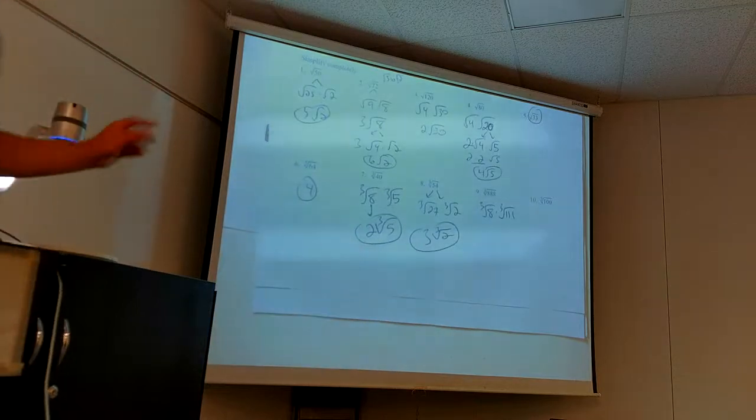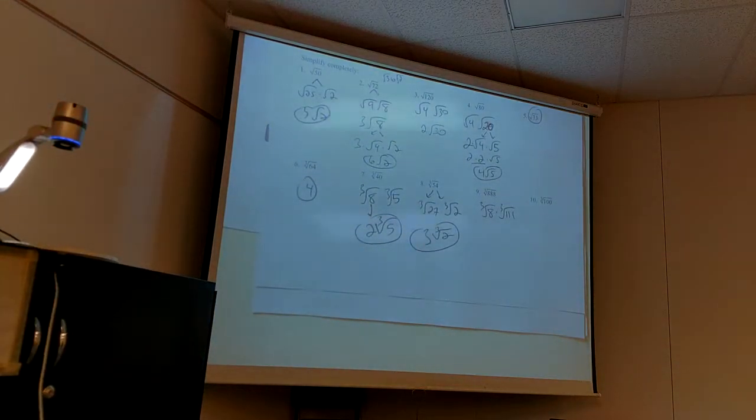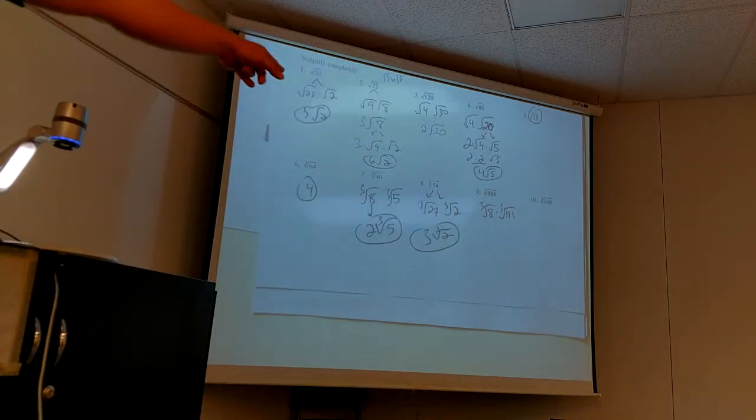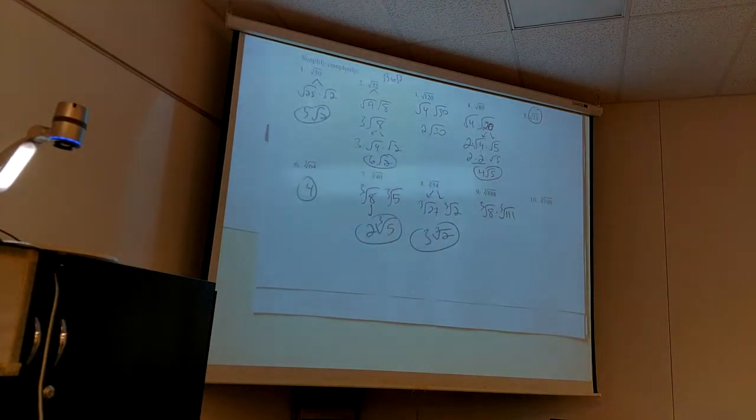Is 111 a prime number? Yes. No. No? What's 1 plus 1 plus 1? 3. Didn't I tell you this earlier? If you add up all the digits and it's divisible by 3, that means 3 goes into the actual thing. 3 goes into 111. How many times? I don't know. 33, 34, 35, 36, 37. 37. I'll get there eventually.